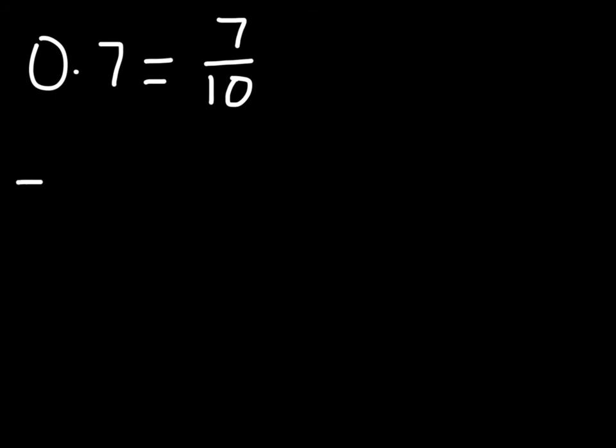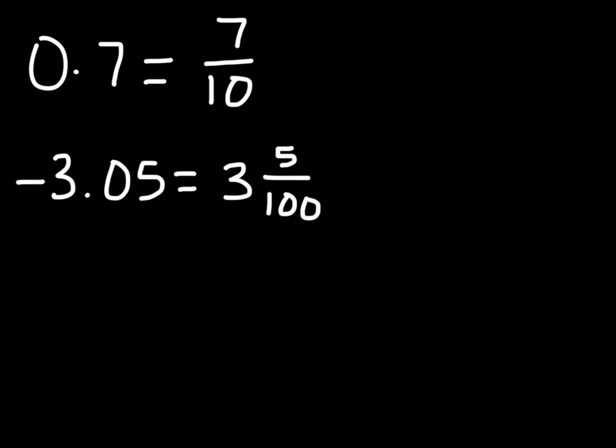Another example would be negative 3.05. 3 is a whole number, so we'll leave it as that. And 5 is in the hundredths place, so we'll place 5 over 100. So we'll simplify our fraction to 3 and 1/20, because both 5 and 100 are divisible by 5. There we go. It's pretty easy with a terminating decimal, but a little bit more complex when we're writing a repeating decimal as a fraction. Let's try a couple examples there.